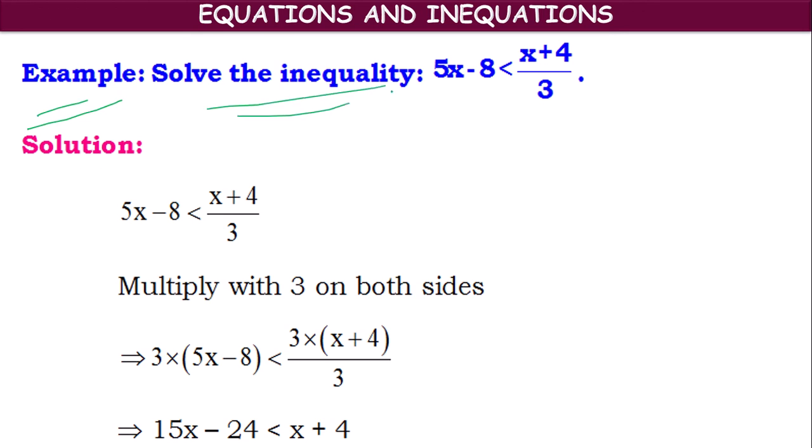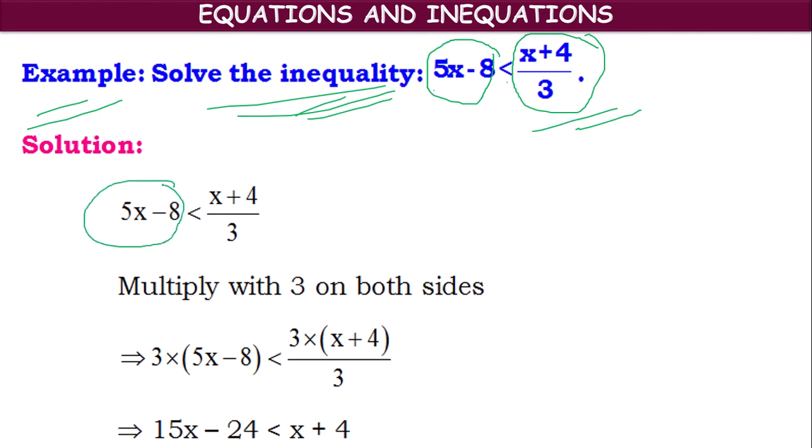Next example. Solve the inequality 5x minus 8 less than x plus 4 by 3. So we have to isolate x term. Here by 3 is there. Let's multiply with 3 on both sides. 3 into 5x minus 8, 3 into x plus 4 by 3. 3 gets cancelled. 3 into 5x, 15x, 3 into minus 8, minus 24, less than x plus 4.